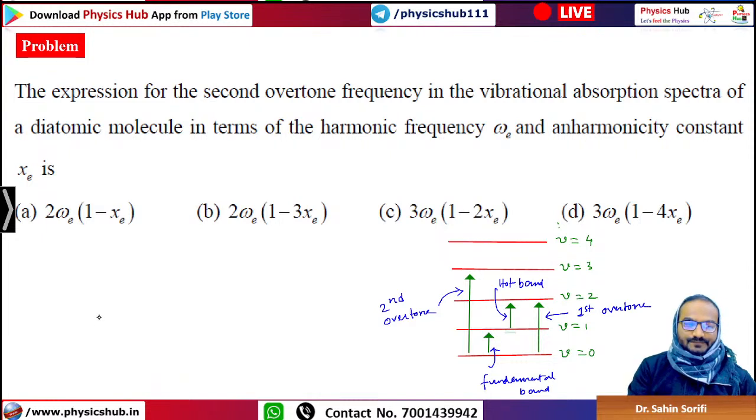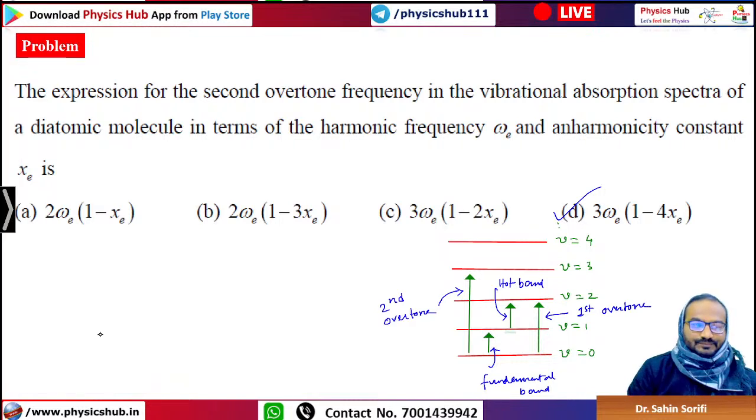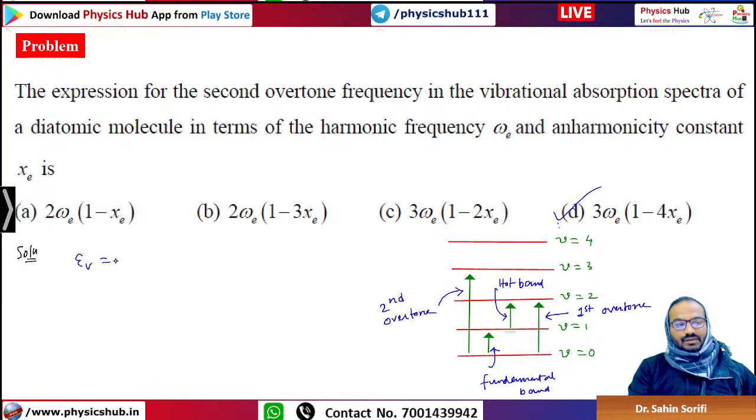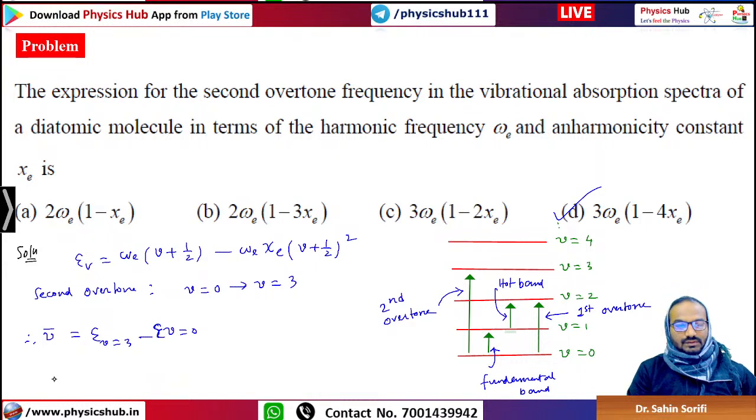Okay, D, you are getting 3 omega E into 1 minus 4 chi E. Have you done it before? Okay, so here the solution is quite simple. You see, E_V equals omega E (V plus half) minus omega E chi E (V plus half) square. Other terms are neglected. Second overtone means V equals 0 to V equals 3. So the corresponding frequency equals E at V equals 3 minus E at V equals 0.